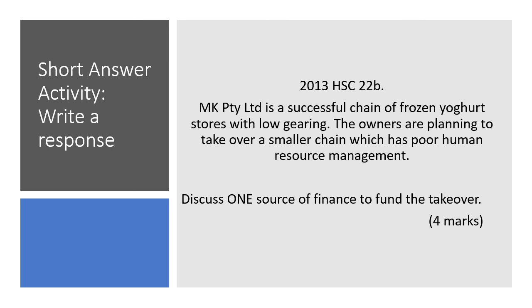So let's look at a question here. This is the 2013 HSC short answer question. MKPTY Ltd is a successful chain of frozen yogurt stores with low gearing, which means they don't have a lot of debt. The owners are planning to take over a smaller chain which has poor human resource management. The question is, discuss one source of finance to fund the takeover, and we'll look at the answer on the next slide.